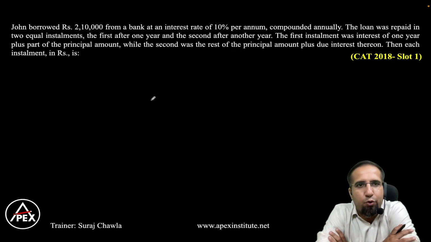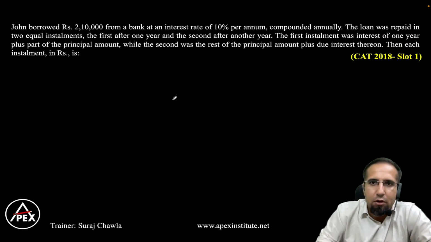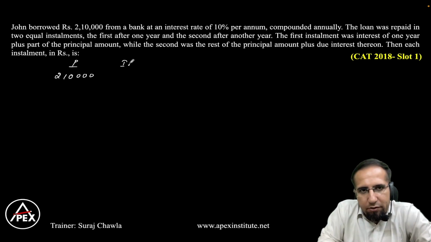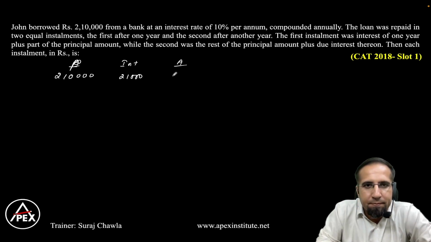So John borrowed 2,10,000 rupees from a bank at the rate of 10% per annum, compounded annually. So the amount borrowed was 2,10,000. So this was the principal. Interest for the first year is 21,000. So the amount here becomes 2,31,000. And he is repaying in two equal installments.